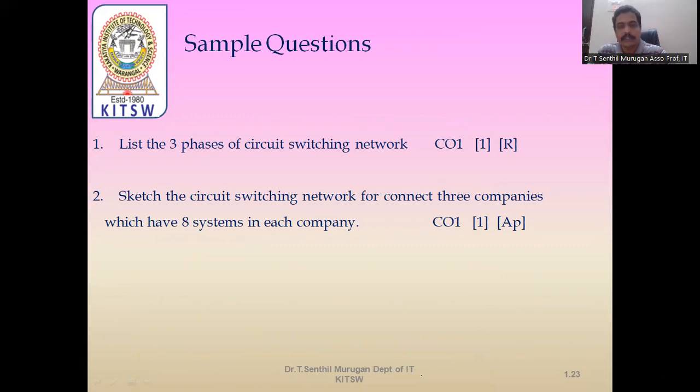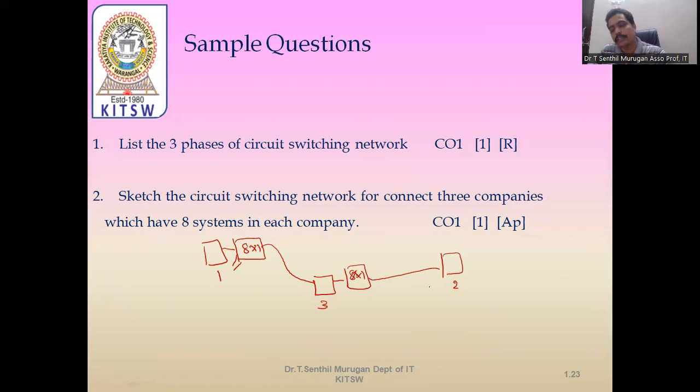Sketch the circuit switching network which connects 3 companies, each having 3 systems. How will it work? So 3 companies are there: company 1, company 2, company 3. If this company wants to connect with that company, it needs some switch, like an 8x1 switch. Here 8 systems may be connected, and then one link will be connected to these systems. An 8x1 switch may be used, with 8 input links and 1 output link. This link may be connected to this system like this. You can draw the circuit switching network.